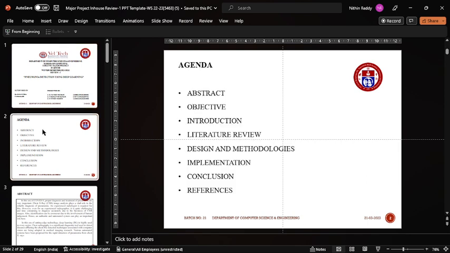Agenda: we have abstract, objective, introduction, literature review, design and methodologies, implementation, conclusion and references.